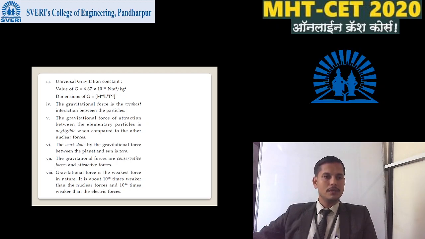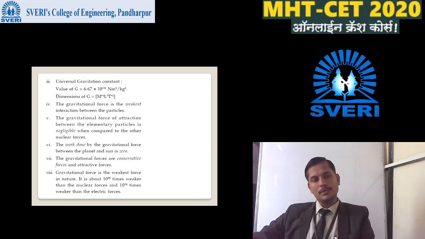So as it is weakest, the work done by the gravitational force between the planet and sun is zero. So work done value is zero. The gravitational forces are conservative forces and attractive forces. Gravitational force is the weakest force in nature. So if we compare it with nuclear forces and electric forces, it is much weaker than other natural forces which are in existence. Okay, so let us discuss this.